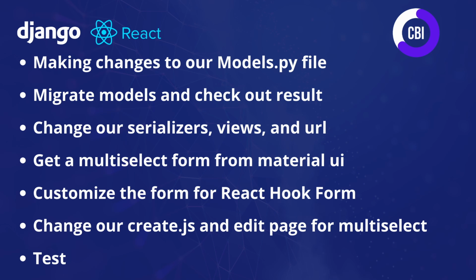We're going to start by making some changes to our models.py file, and then we're going to migrate those models and check out the results in our database. Next, we're going to be making some changes to our serializers, our views, and our URLs so that everything inside of our backend is arranged for the multi-select field. Then we're going to move over to our React.js frontend, and we're going to get a multi-select form from Material UI and add that to our project.